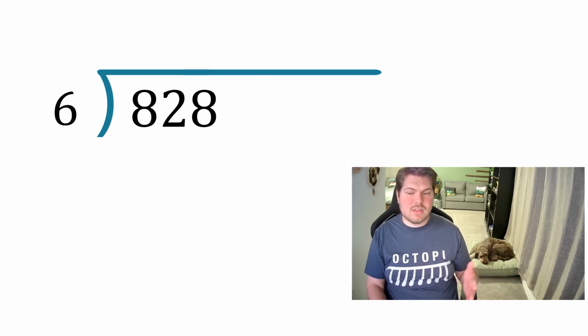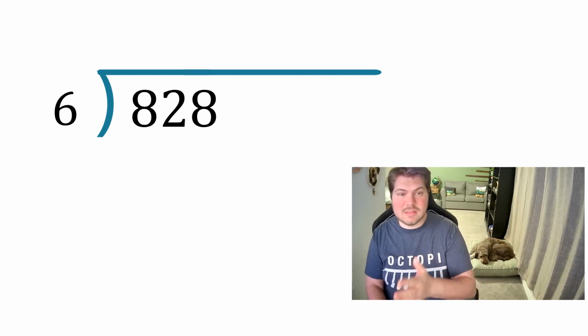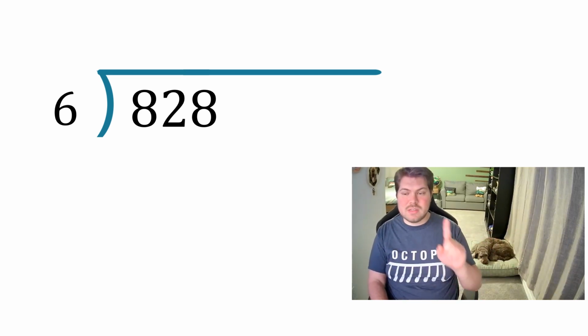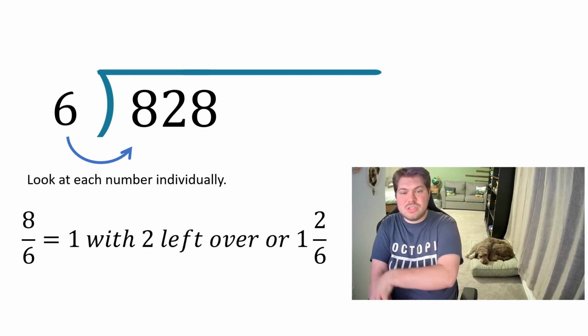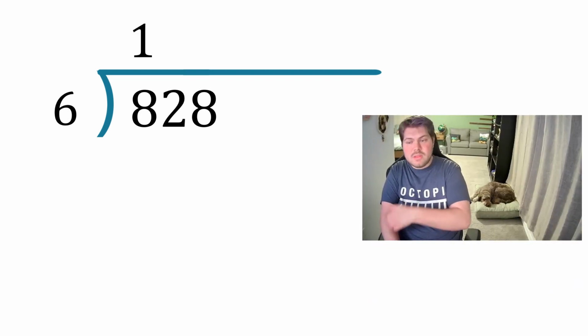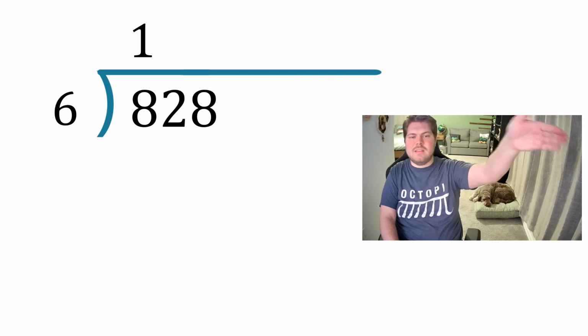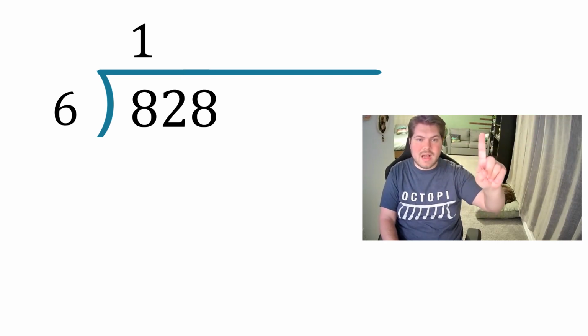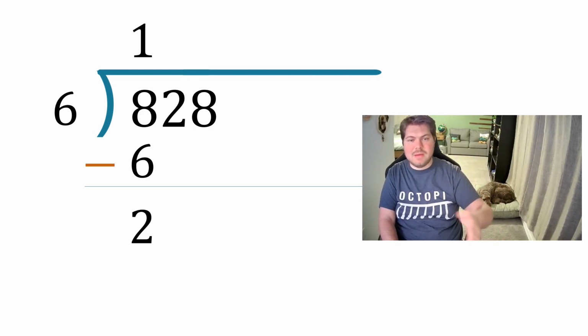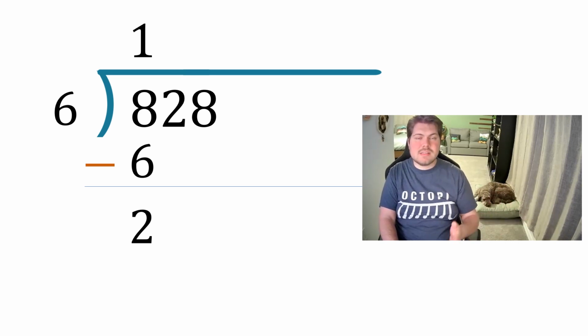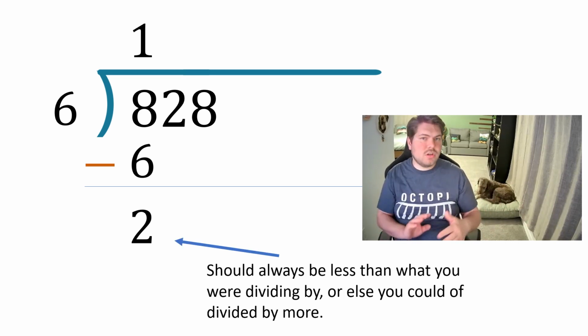All right, so first we need to see how many times 6 goes into 8. And it goes into it once, with a remainder of 2 left over. So we put the 1 on top, representing the fact that 6 goes into 8 one time. Then we show that we have 2 left over, because when we subtract 6 from 8, we have 2. And 6 doesn't go into 2. That should always be the case.